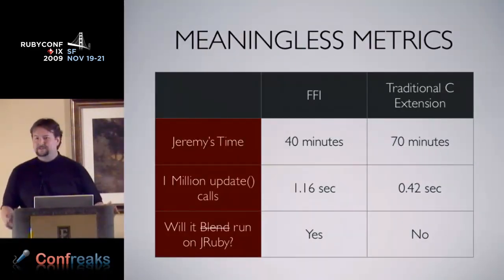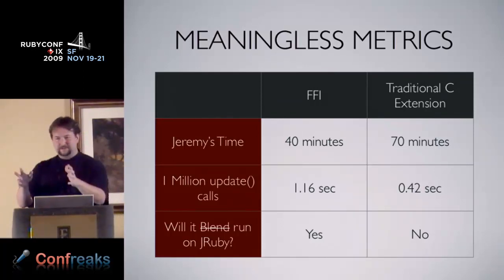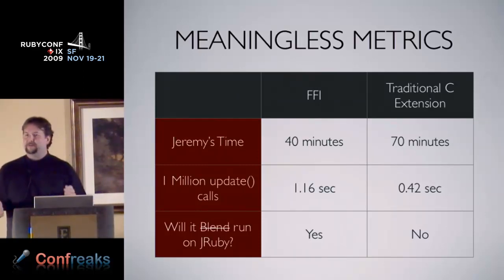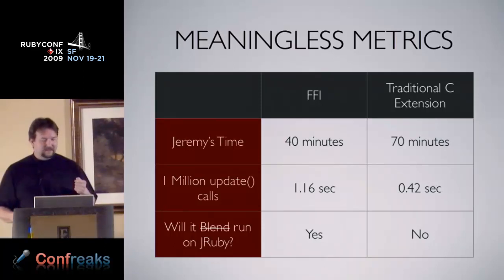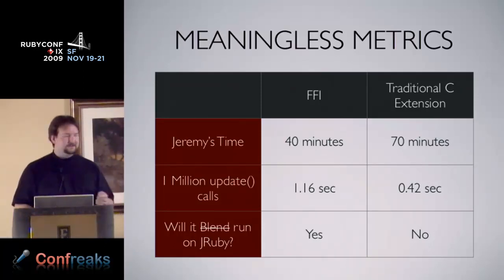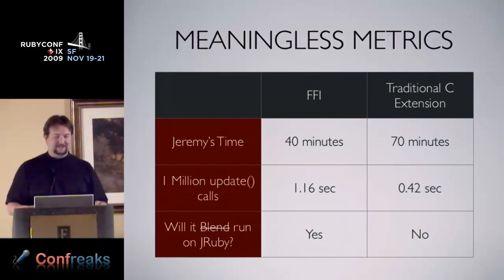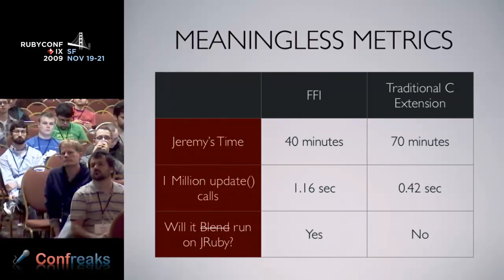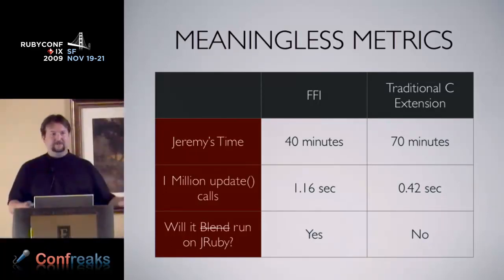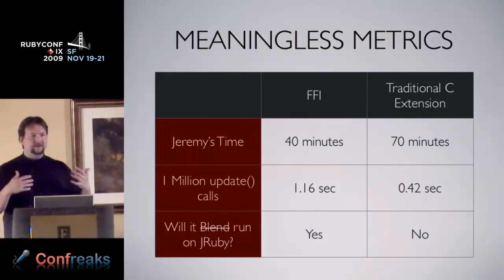Some meaningless metrics. When I developed this the first time, I was like, OK, let's do libsimple metrics. Let's do an extension. Let's do the Ruby FFI version. And I timed my own personal time on how long it took me. It took me 40 minutes to do the FFI, and that was a lot because I'm looking at the man pages or the documentation and checking things out. It's one of my earlier ones I ever tried. The traditional C extension took me over an hour, and I've done several C extensions, so I kind of knew how everything flowed.